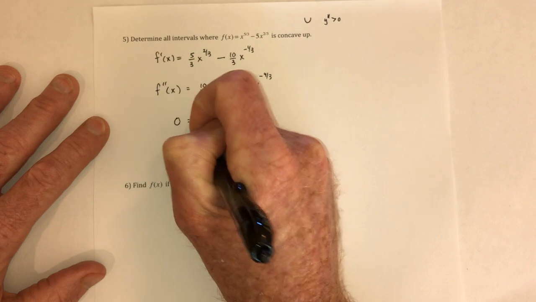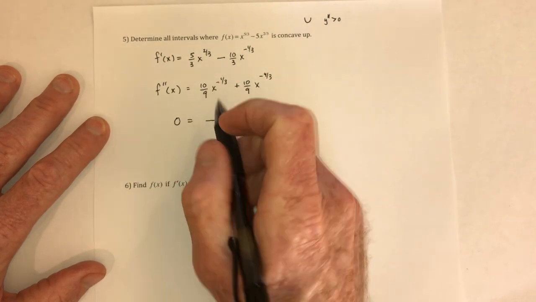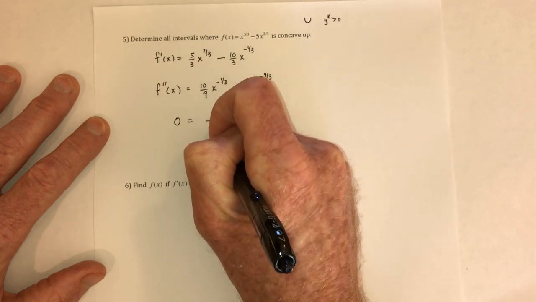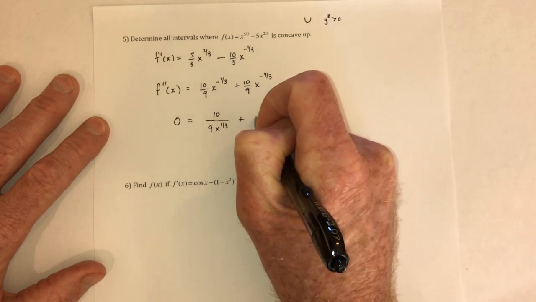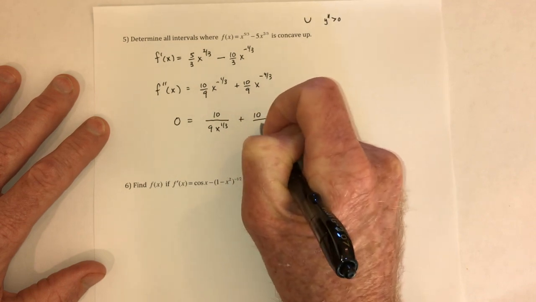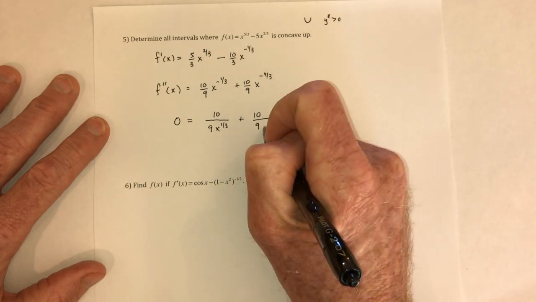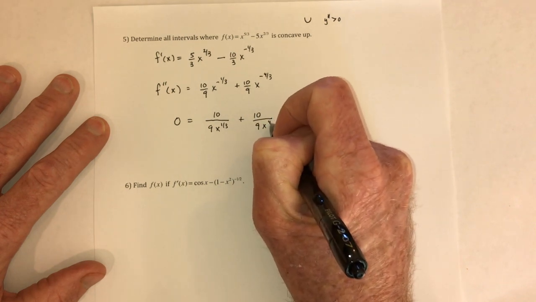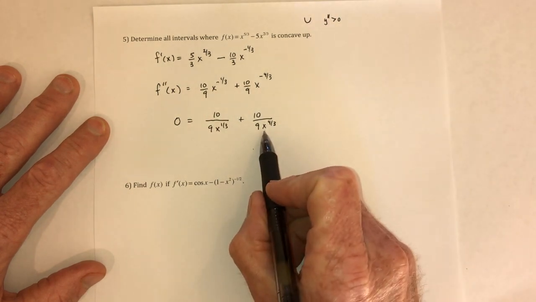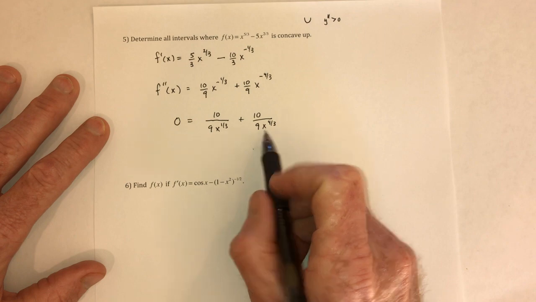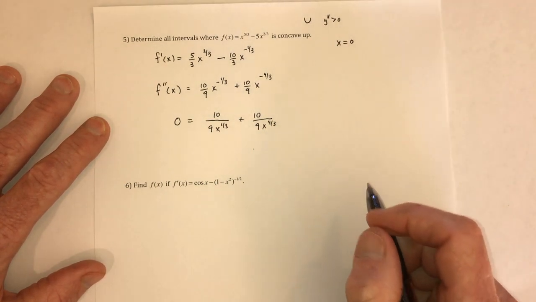Then set it equal to 0 and get rid of the negative exponents. So for this one, it's going to be a 10 on top, 9, and x to the 1/3 on the bottom. For the next one, it's going to be 10 ninths, and then put this one in the denominator as an x to the 4/3. And then notice that if x equals 0, the derivative would be undefined. So x equals 0 is already an important point.